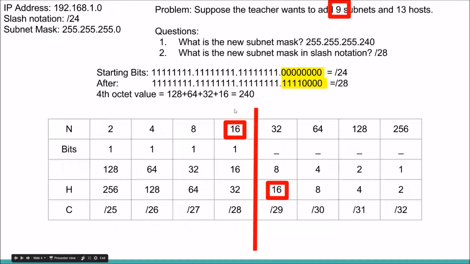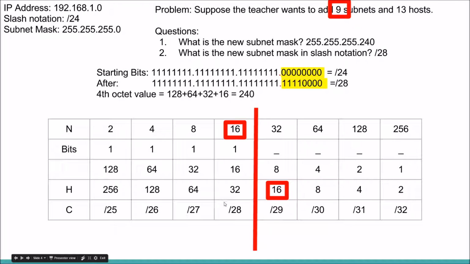Circled in red shows how many subnets and hosts we could have if we stole 4 bits from the 4th octet in this problem. To get our new subnet mask value, we must add the stolen bits. 128 plus 64 plus 32 plus 16 is equal to 240. We get that from this line right here. Our new subnet mask will be 255.255.255.240. In slash notation, that would be /28. You can see that right here.